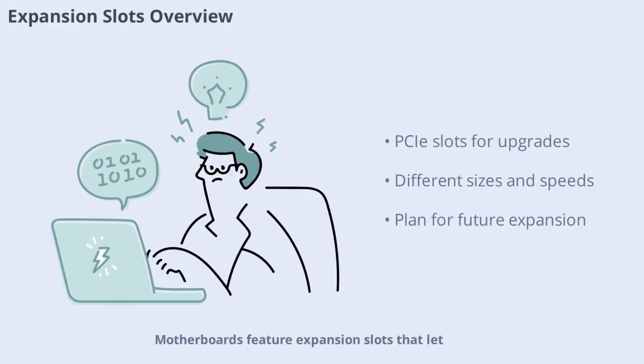Motherboards feature expansion slots that let you add extra components like graphics cards, sound cards, or network adapters. The most common slot is PCI Express, or PCIe, which comes in different sizes and speeds. We'll discuss what these slots are used for, how to identify them, and why they matter for upgrading your computer. Knowing about expansion slots helps you plan for future upgrades and ensures your system stays flexible.